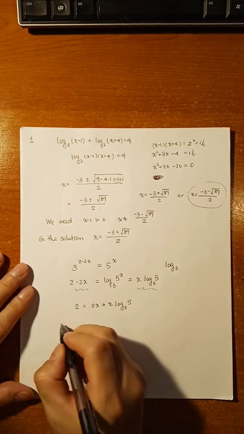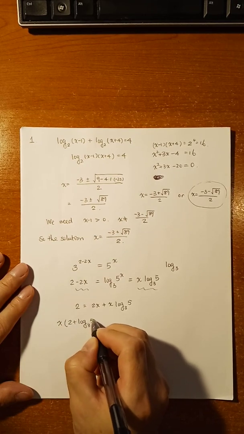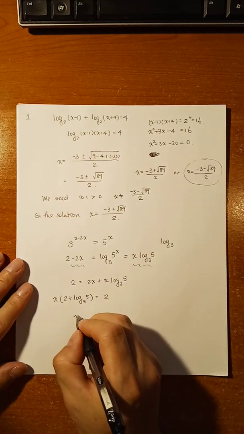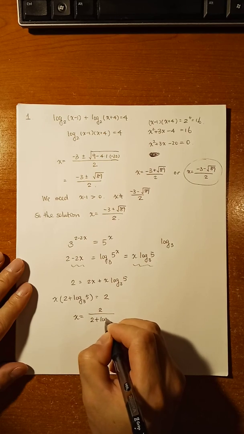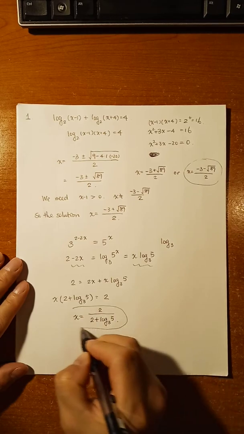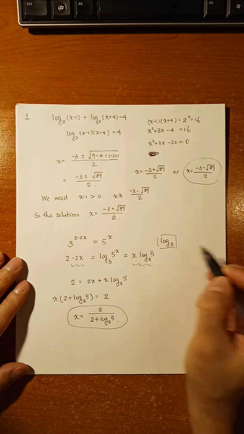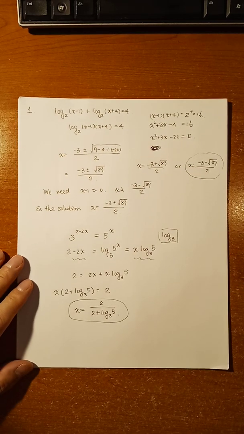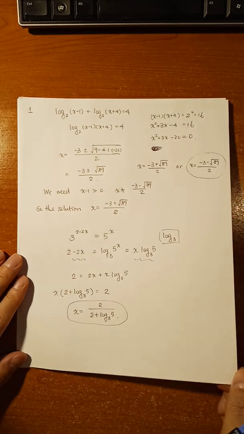So you factor out x, you get x times (2 plus log base 3 of 5) is equal to 2. I interchange two sides. So x is equal to 2 over (2 plus log base 3 of 5). So this is the answer, if we apply the logarithmic function with base 3. Okay, so this is the first problem.